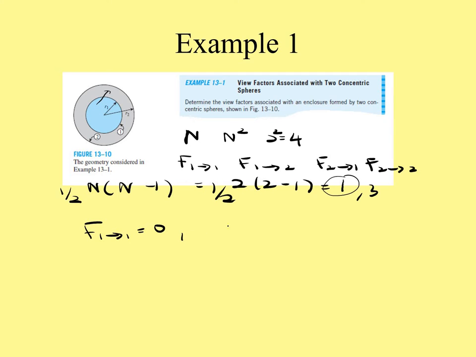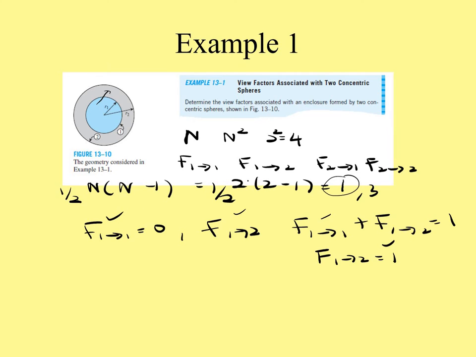Next we have f1 to 2. By using the summation rule, we can determine the value of f1 to 2. Remember the summation rule: f1 to 1, the same surface, plus f1 to 2 would be equal to 1. We already know that f1 to 1 is 0, so f1 to 2 would be equal to 1. So we have two view factors already.